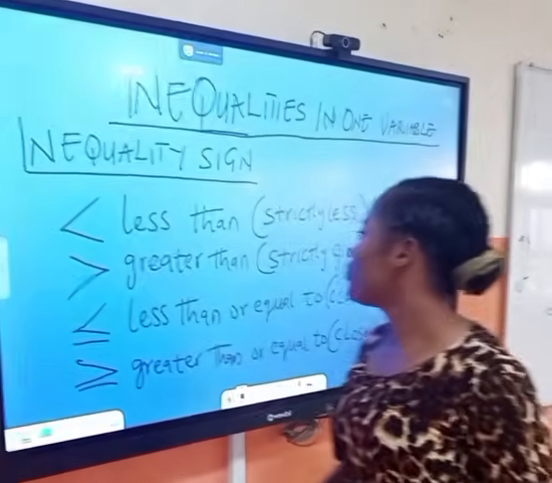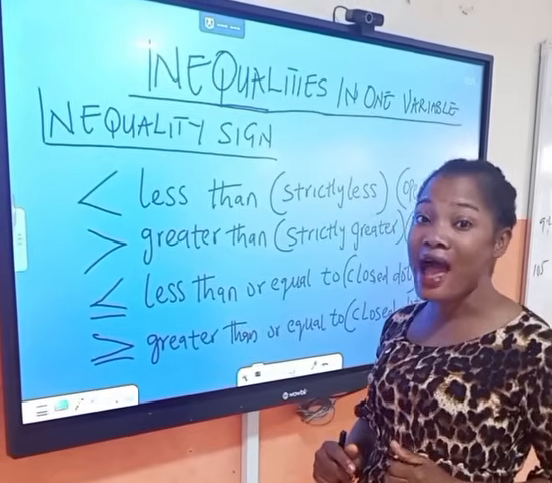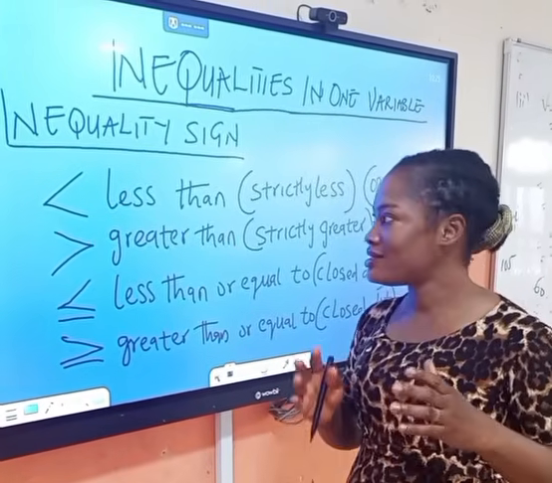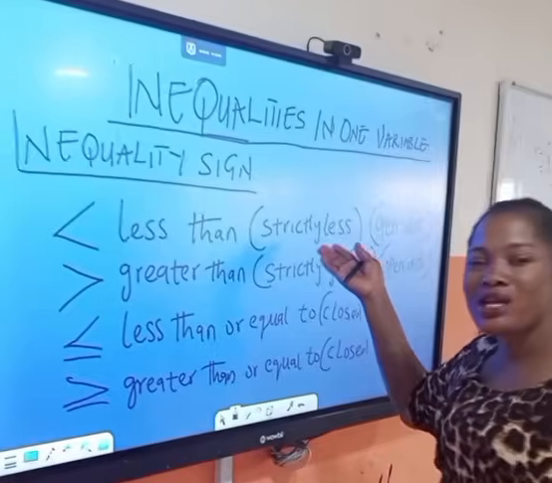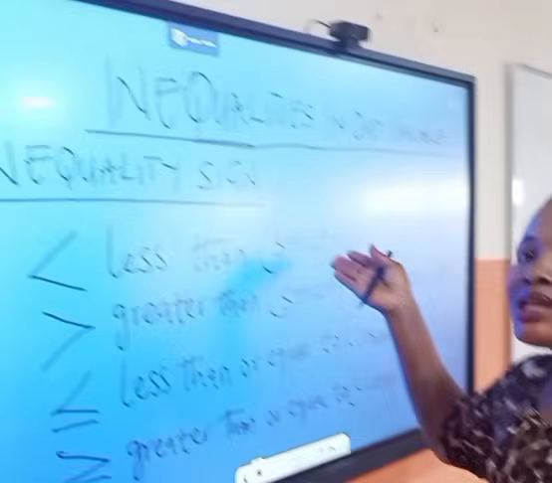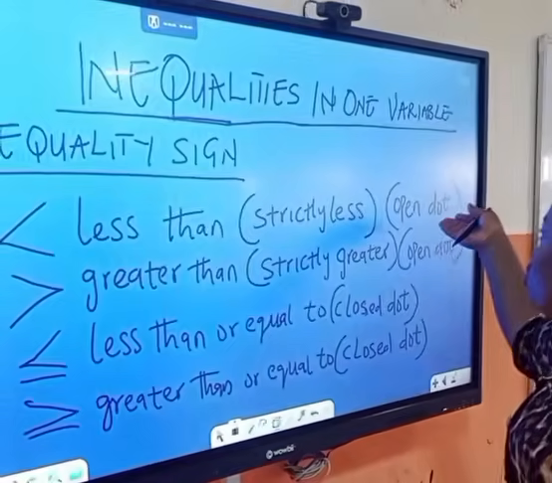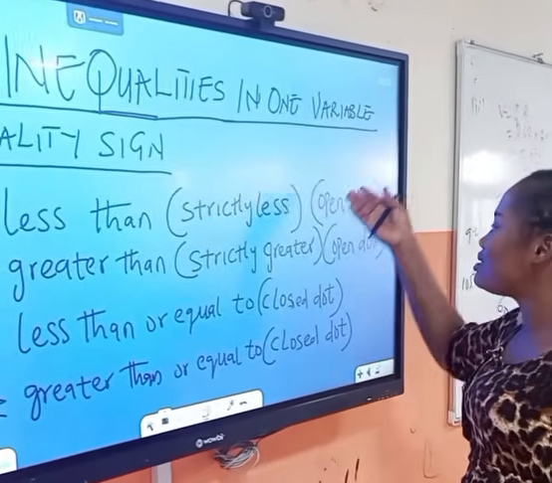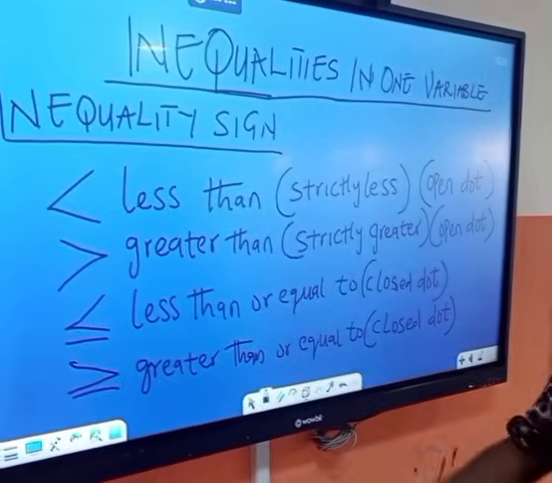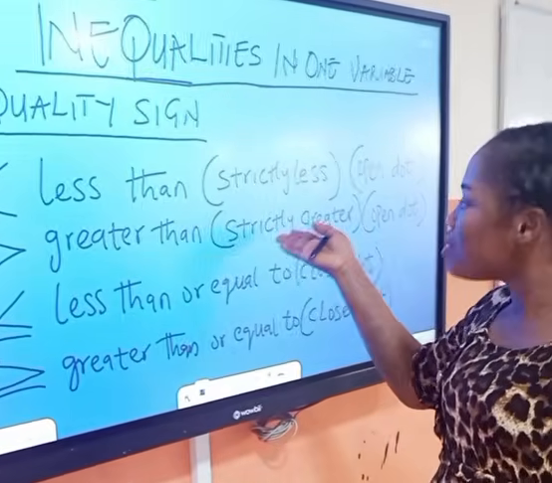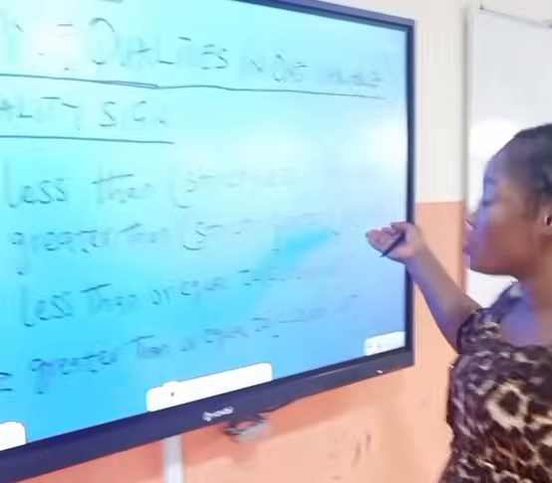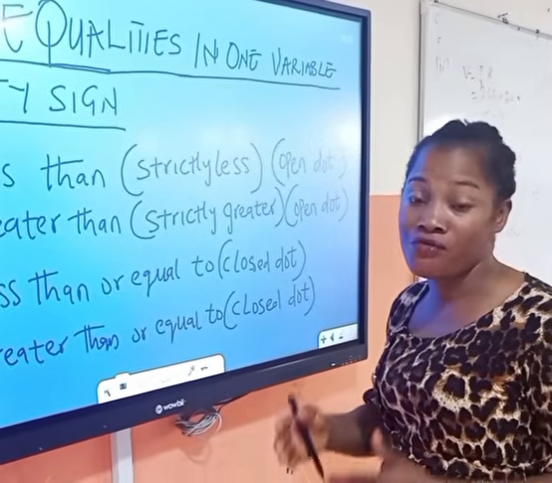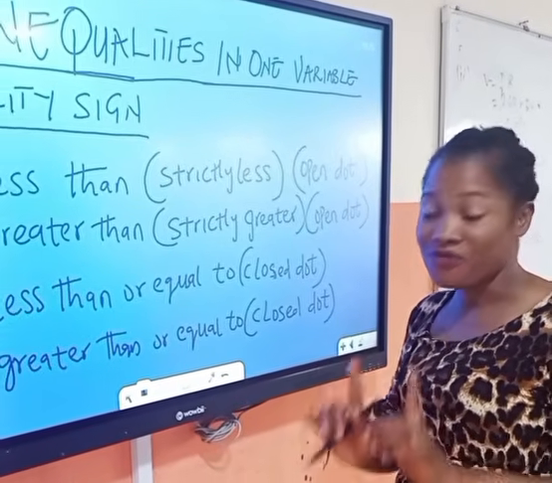Okay. Now we have inequality signs. This is a less than. I said it is strictly less. When it is strictly less, it uses an open knot. And then when it is greater than, that is strictly greater, it also uses an open knot. That's when it comes to the graph of an inequality in one variable.